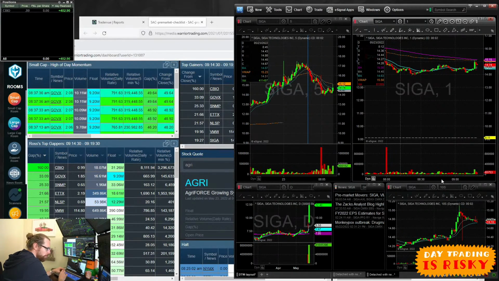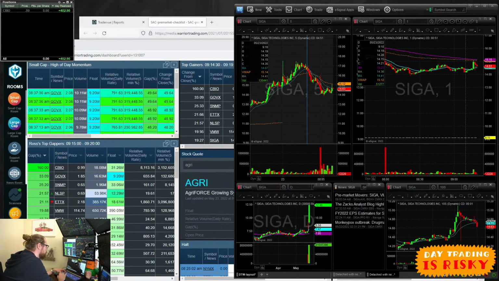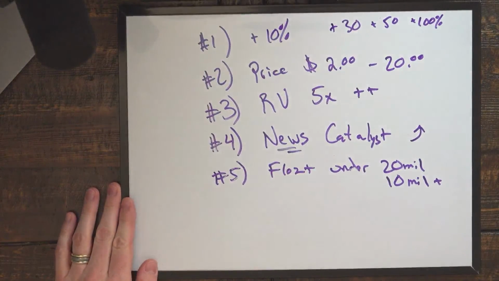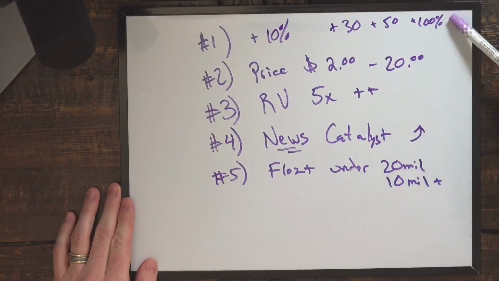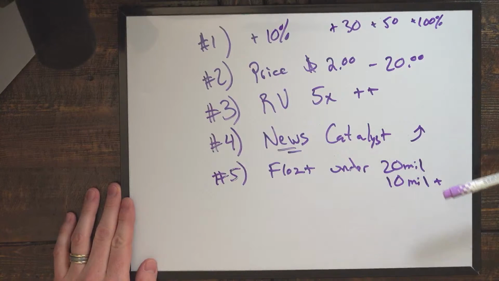And I will be a bit more cautious buying dips if the volume is low. I don't feel quite as confident when there's really light volume, because it's telling me there's just not enough traders that are watching this thing. That's what that volume is communicating. So we want to see high relative volume. We want to see 10%. We want to see price between 2 and 20. We want to see high relative volume. We want to see a news catalyst. We want to see the float under 10 million shares, ideally.